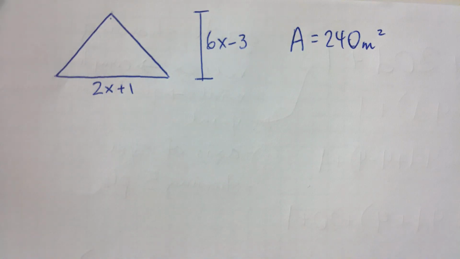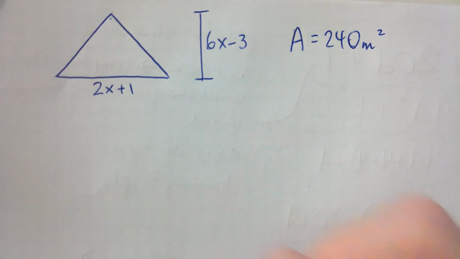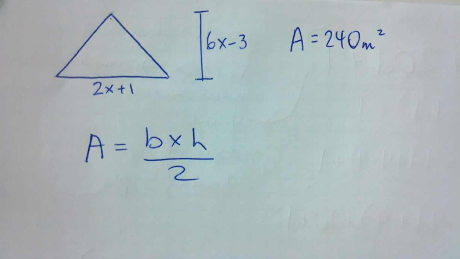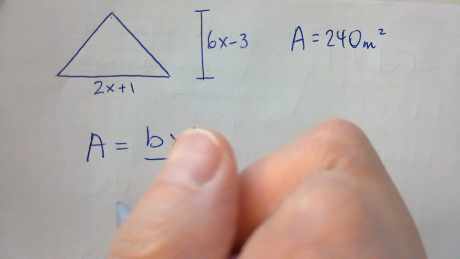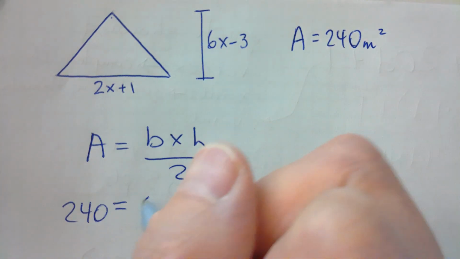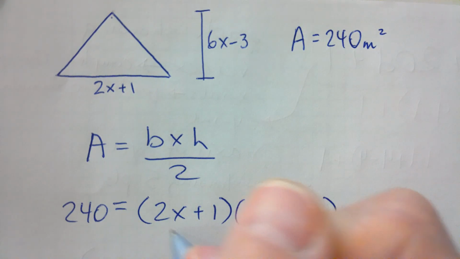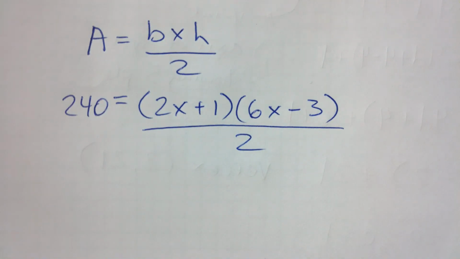Okay. So now, how do I relate these numbers together? Using the area equals base times height divided by 2. Right. You have to have a starting point, and the connection between them is area. So base times height divided by 2. I know the area is 240. I know my base is 2x plus 1, and my height, 6x minus 3, everything divided by 2. Right, so I subbed in everything I know into the formula. Now I can actually solve it.